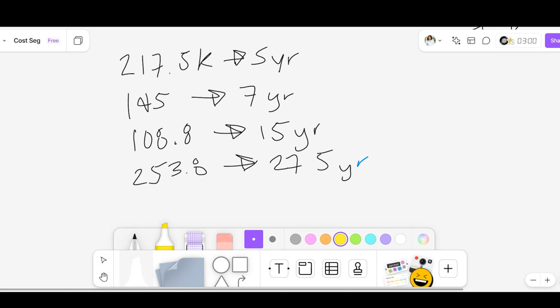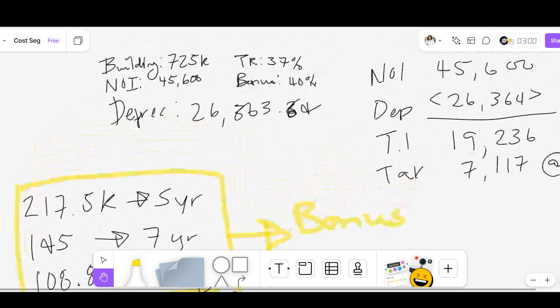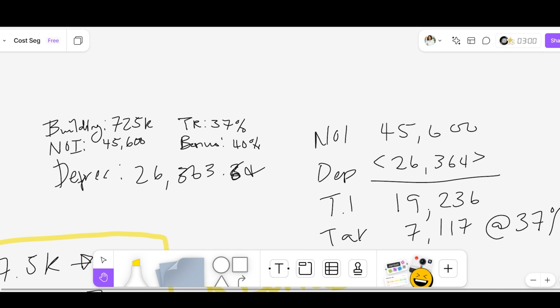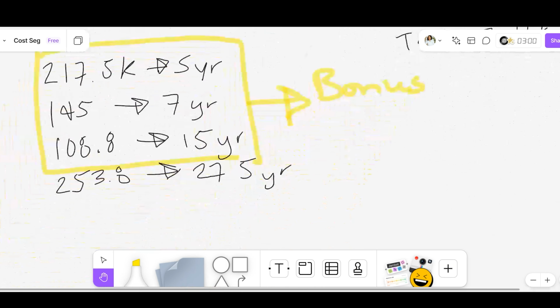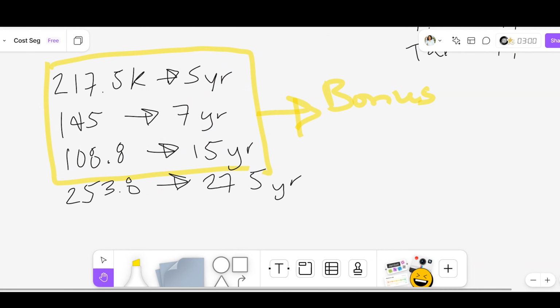So I want to just use a different color really quick because I want you to know these 3 amounts right here are entitled to something called bonus. And so if we go back up in our example, remember I said the bonus rate was $40,000. So what does that mean? That means in year 1, this is in 2025, the bonus depreciation rate is 40%.